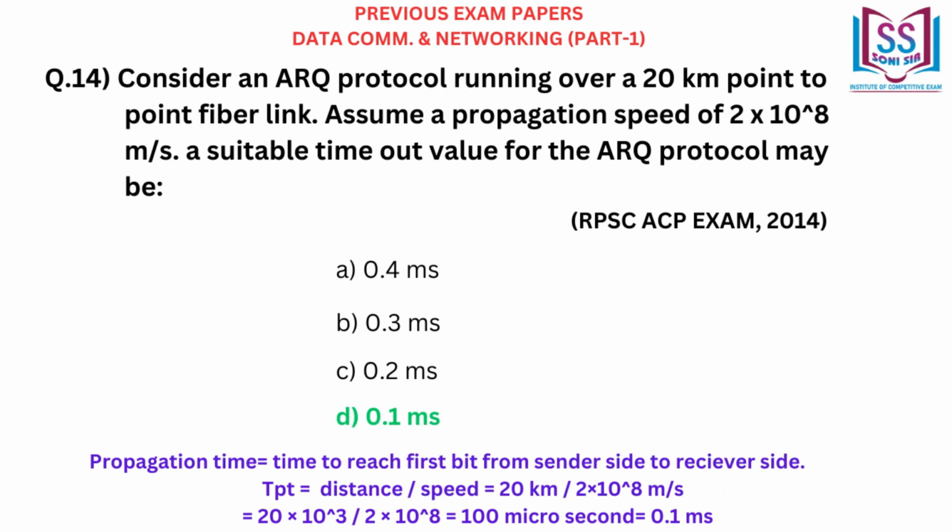Propagation time is equal to the time for the first bit to reach from the sender side to the receiver side. Propagation time equals distance upon speed, equal to 20 km upon 2 × 10^8, equal to 100 microseconds, equal to 0.1 milliseconds.